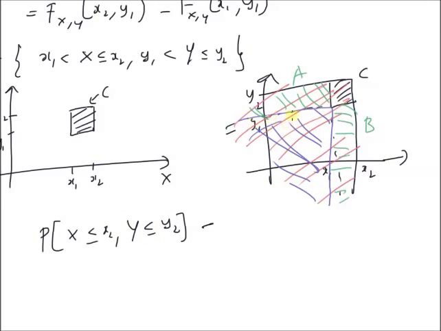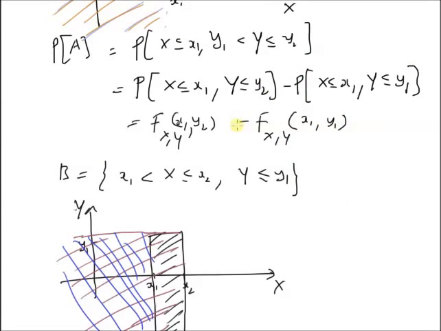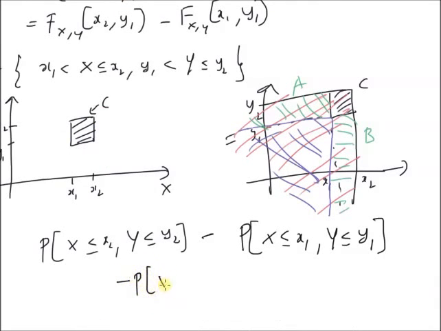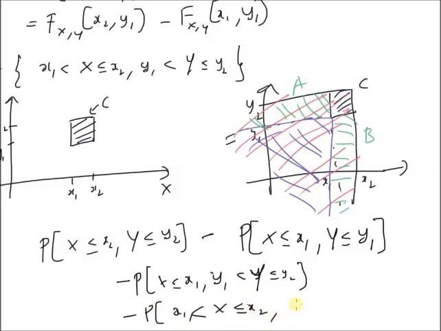The probability of the region in blue is given by the probability of x less than or equal to x1, y less than or equal to y1. Now we also have the event A, which is given by this probability, which is equal to minus probability of x less than or equal to x1, y lies between y1 and y2. And we also have to subtract this region, that is the probability of x lies between x1 and x2 and y is less than or equal to y1. So we have to subtract these three probabilities from the total region.